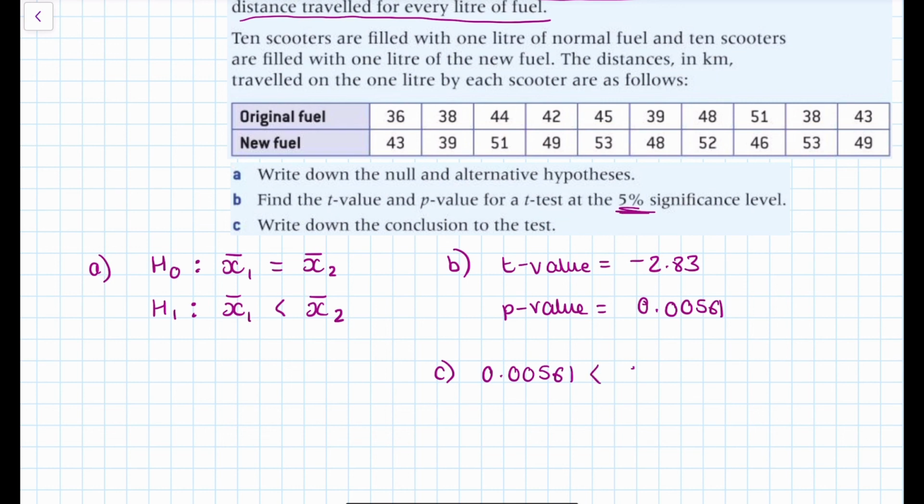Then we want to compare, so our p-value is 0.00561, and we're looking at the 5% significance level, that is less than 0.05, therefore we're going to reject the null hypothesis. So in this situation, it means that we will be accepting the company's claim that the new fuel is better than the old fuel. And that is a t-test.